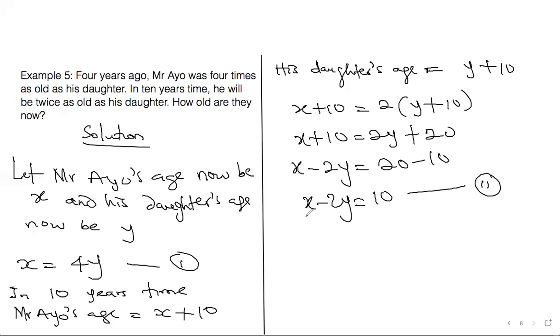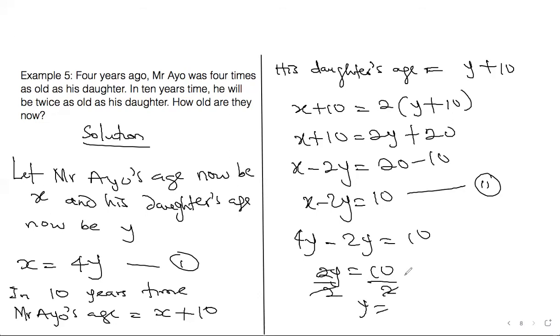So if I substitute equation 1 into equation 2, that means I will replace x with 4y. So I'll have 4y minus 2y equals 10. So 2y will be 10. We divide both sides by 2. Y will be 5. So y is 5. Then that means Mr. Ayo's current age will be 4 times 5, which is 20. So that means Mr. Ayo is 20 years.